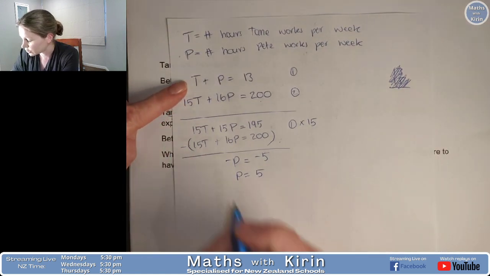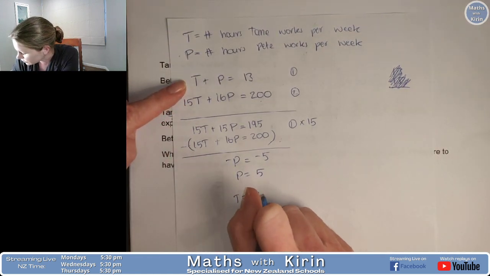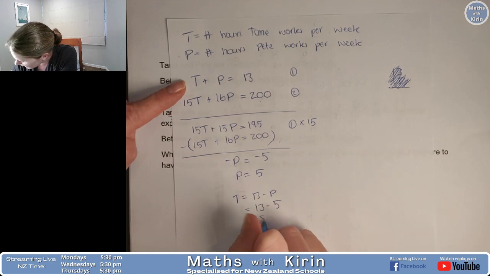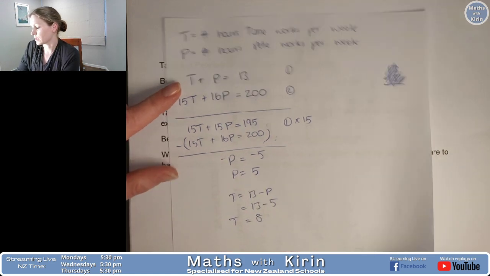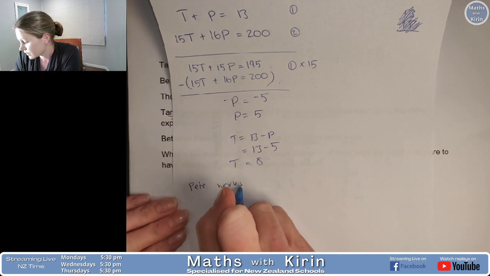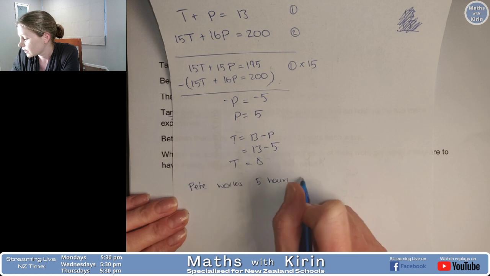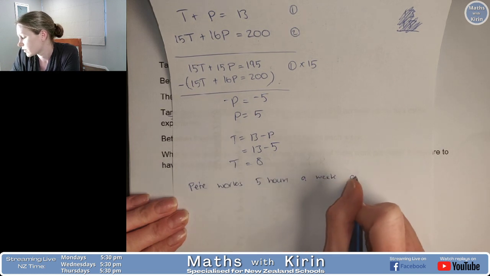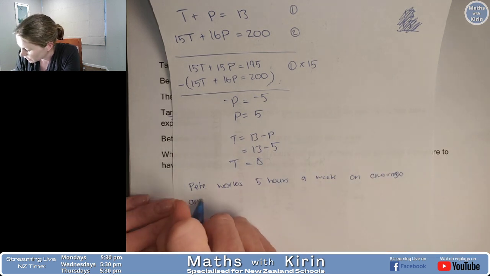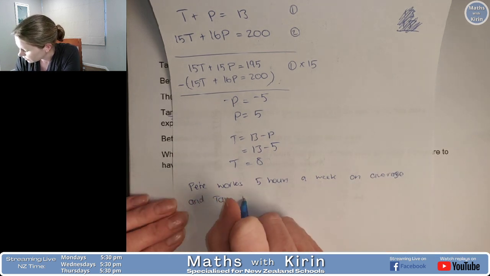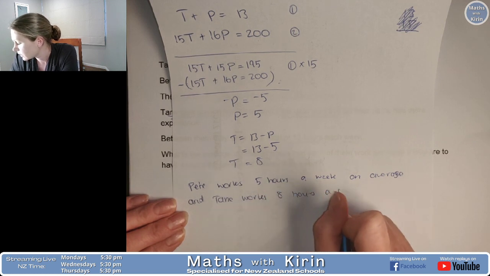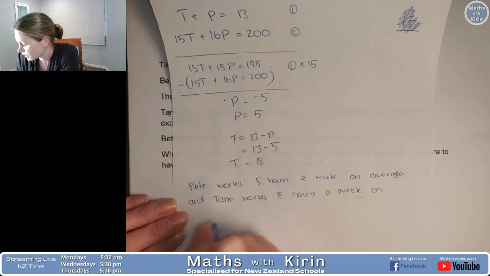Okay, and then substituting in here, t is equal to 13 minus p, 13 minus 5, which is 8. So that means that Pete works 5 hours a week on average, and Tane works 8 hours a week on average.